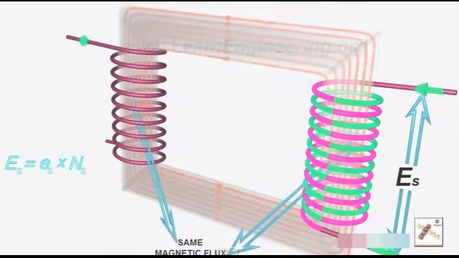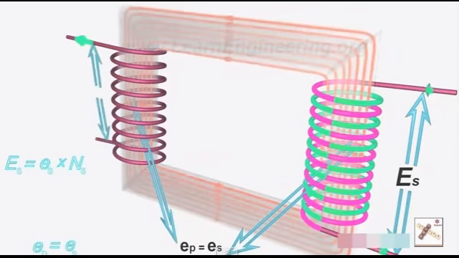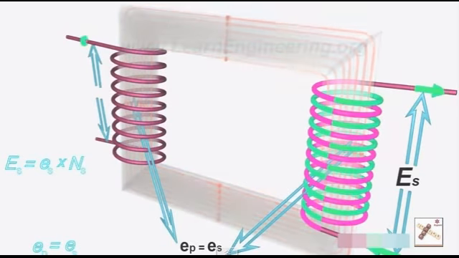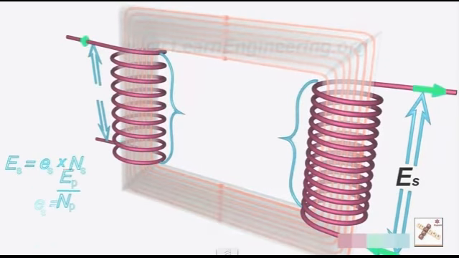Since the same magnetic flux is passing through the primary and secondary coils, the EMF per turn for both the primary and secondary coils will be the same. The EMF per turn for the primary coil is related to the applied input voltage as shown. As a result, the induced EMF at the secondary coil is expressed as follows.